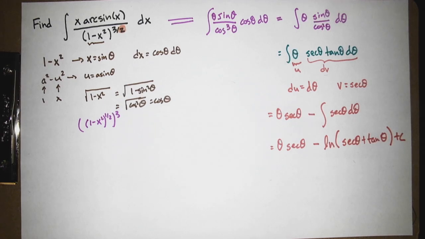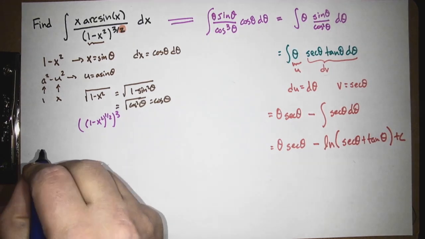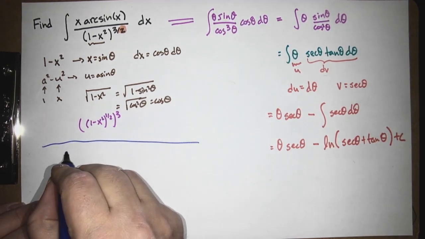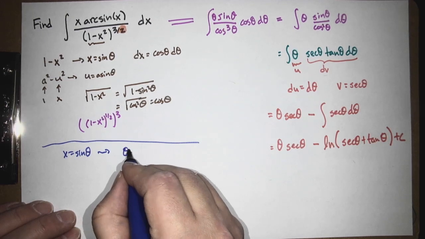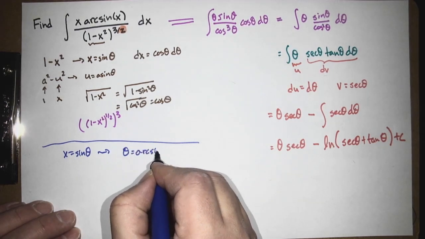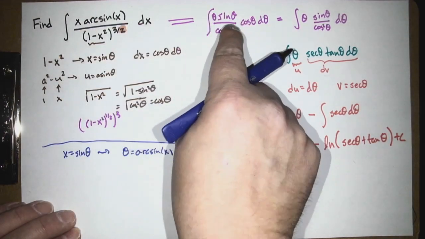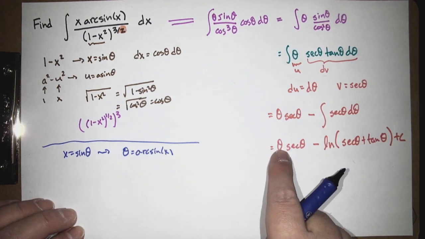Are we done? No. Not very enthusiastic with that. No, we're not done. It never ends. Okay, what needs to be done? What's the last thing we need to do? Go back to x. Okay, so we'll make some notes over here. We knew that x equals sine theta. One thing that tells us is that theta is arc sine of x, which we used when we did the original substitution. So that'll help take care of that.